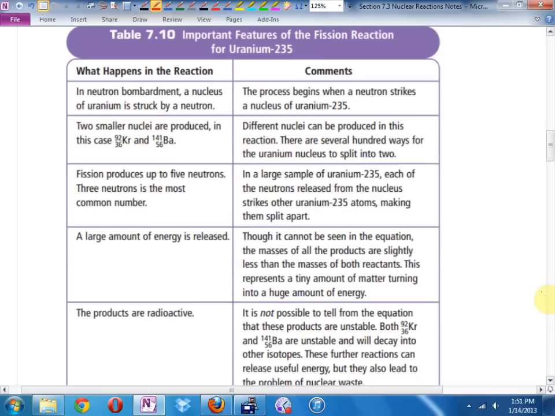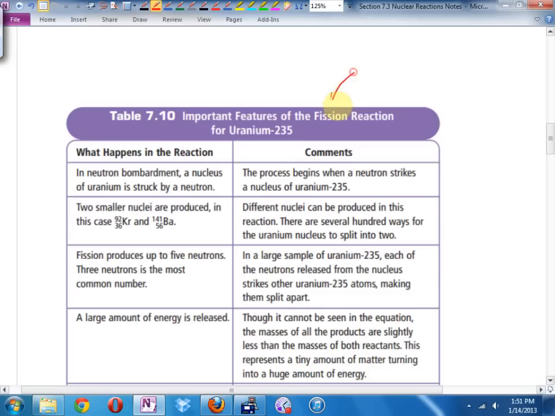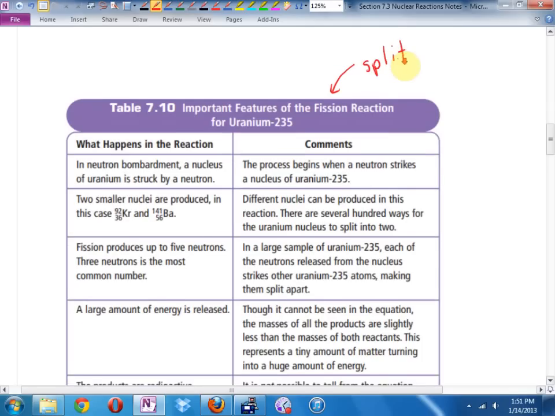So here are some important features of the fission reaction for uranium-235. By the way, fission means to split. When you see a big jagged ditch in the ground, you can call it a fissure splitting the ground. When something is a fissure, it splits. This is what's going on in many nuclear reactors right now. If you ever wondered, what's the big deal with uranium? Why do we want uranium? It's because of this. There's a fair bit of it. Canada has lots of it. We're one of the major exporters of uranium, especially up north.